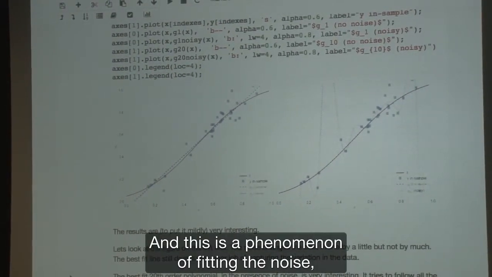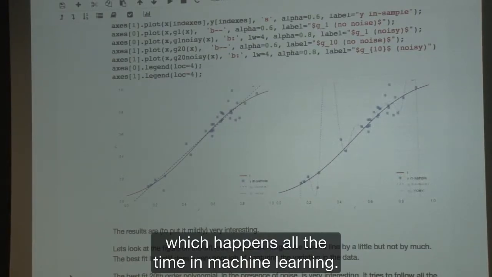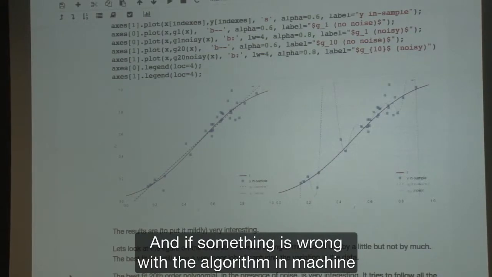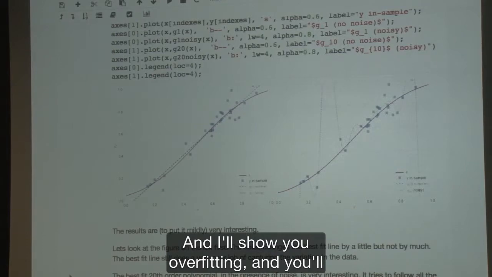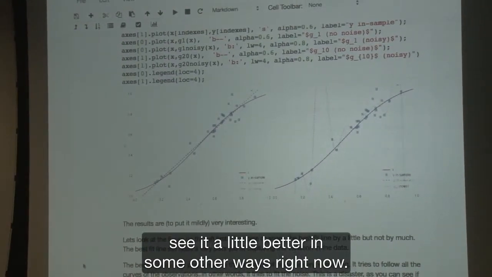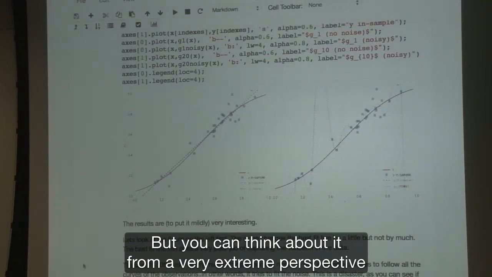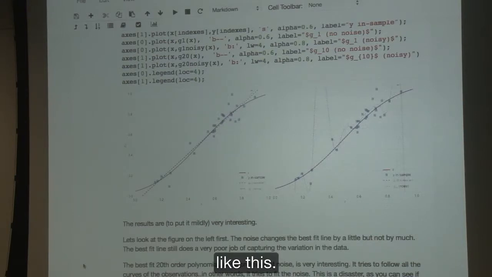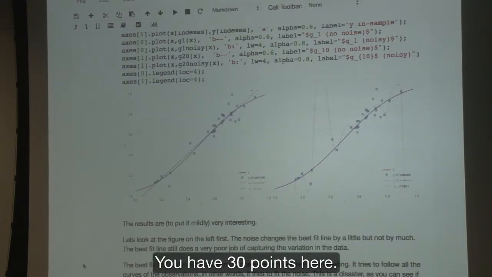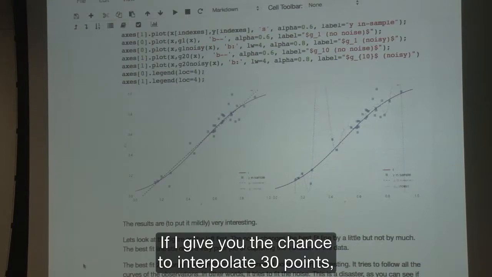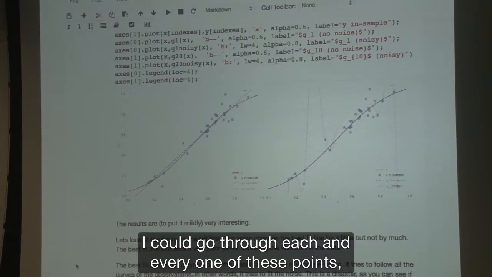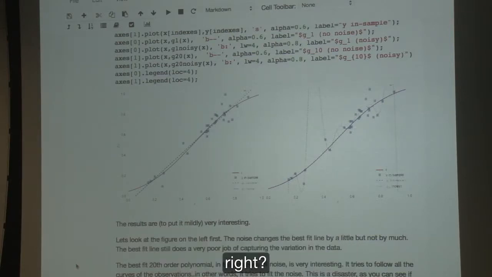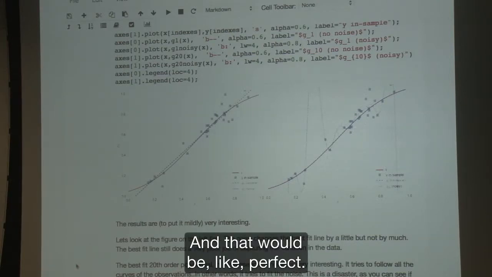And this is a phenomenon of fitting the noise, which happens all the time in machine learning. It's something called overfitting, and if something is wrong with your algorithm in machine learning, the answer is almost always overfitting. And I'll show you overfitting, and you'll see it a little better in some other ways right now. But you can think about it from a very extreme perspective like this. You have 30 points here. If I give you the chance to interpolate 30 points, you'd say, well, if you give me a 30th order polynomial, I could go through each and every one of these points, right? And that would be like perfect.